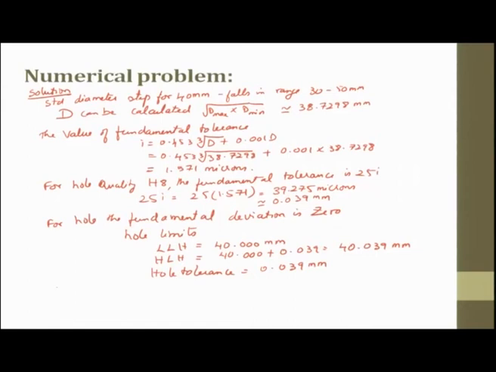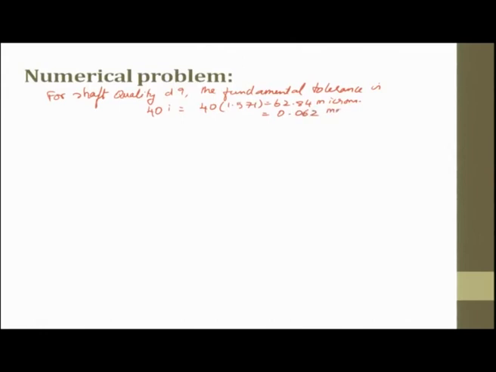Okay. Now, let us go for a shaft. For a shaft of quality small d9, the fundamental tolerance is 40I, which is nothing but 40 into 1.571, which is 62.84 microns, or which can be written as 0.062 millimeter. So, the fundamental tolerance is 40I, which is also given in the problem, by the way.